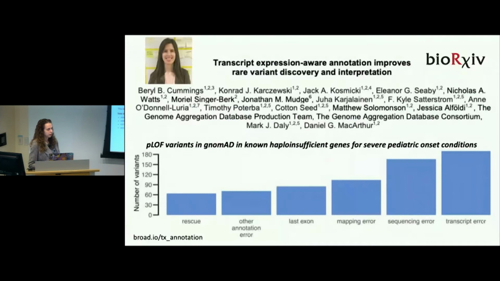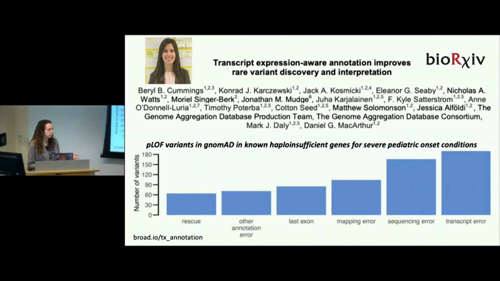So this is transcript expression aware annotation that we use to improve rare variant interpretation. This is all work by Beryl Cummings. It has been presented here before, as much of this that I'm telling you has been. So this really had the idea of when we see loss of function variants in haploinsufficient genes in the gnomAD database, why are they there? Because they shouldn't be. They're for severe pediatric conditions, we shouldn't see individuals with loss of function variants. And so she looked through about 80 genes and looked at why we're seeing those variants there, if we think they're really disease-causing or if something else is going on.